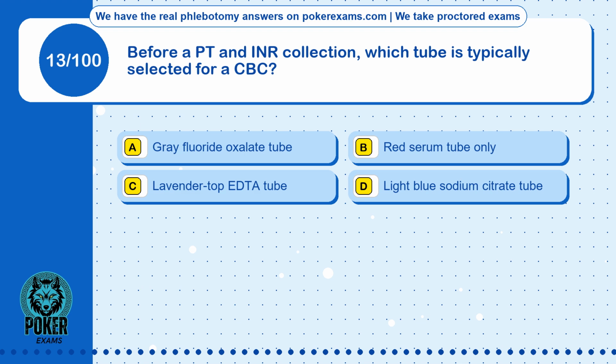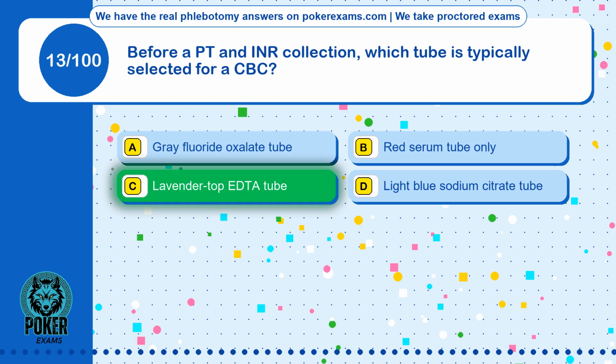Question 13. Before a patient and INR collection, which tube is typically selected for a CBC? Option A, gray fluoride oxalate tube. Option B, red serum tube only. Option C, lavender top EDTA tube. Option D, light blue sodium citrate tube.